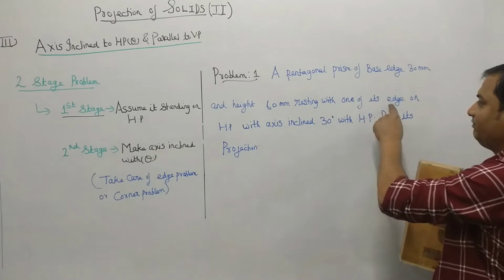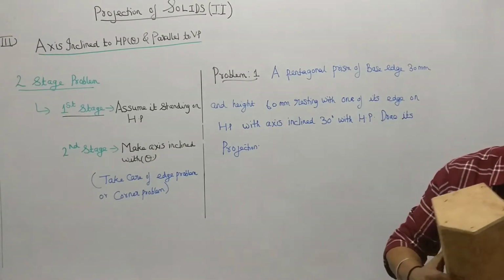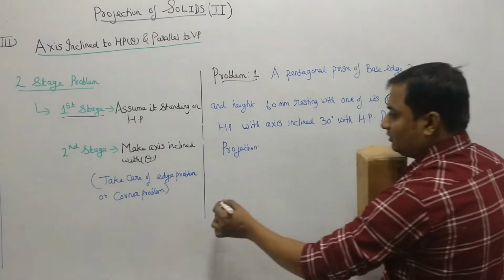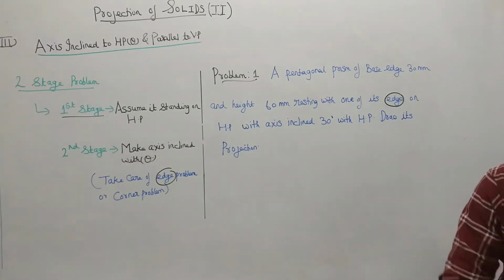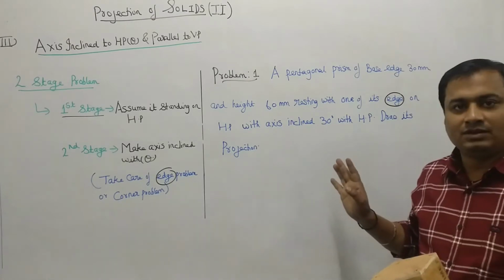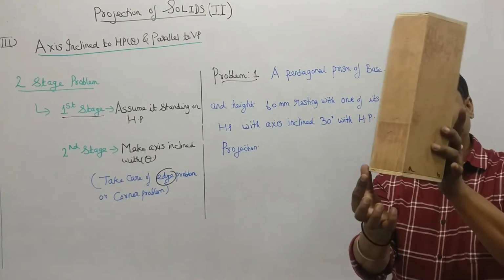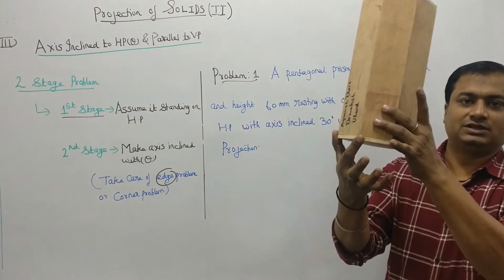Resting with one of its edges on the HP. So this is the problem of edge. This is very important. Resting on the edge on the HP and axis inclined 30 degrees with the HP. So this prism is resting with its edge. Now this is one edge. This is the corner and this is the edge of this prism.